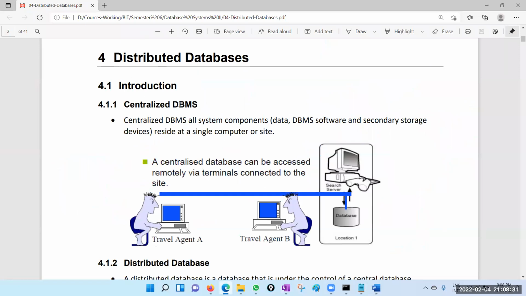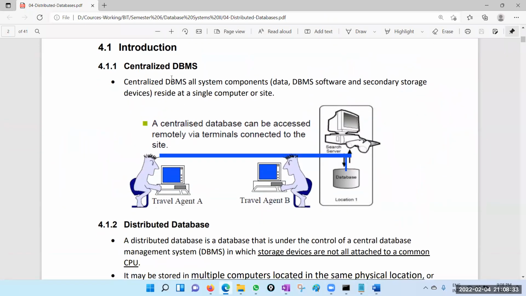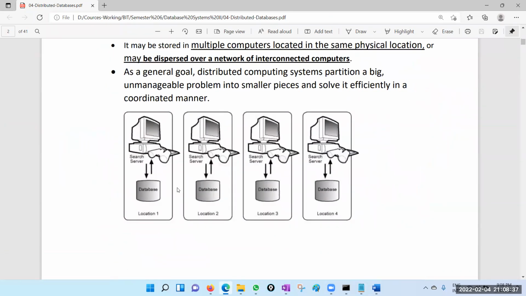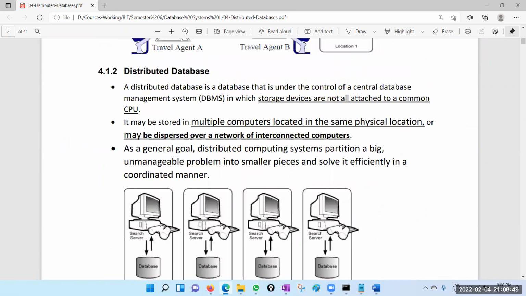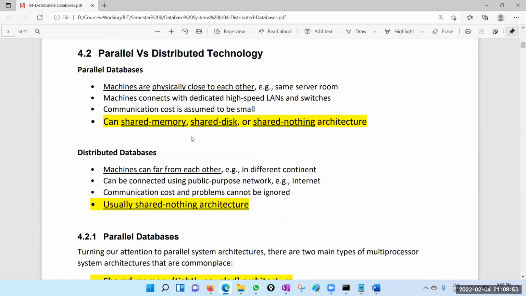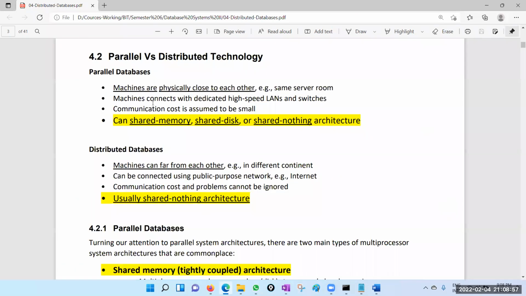So we have the centralized database, where the database is in one location. We have the distributed database, where your database is in multiple locations. Same database, same schema, but different tables are in different sites, and sometimes copies of the same tables are in different sites. Then we say we have a distributed database. And there are so many related concepts as well.